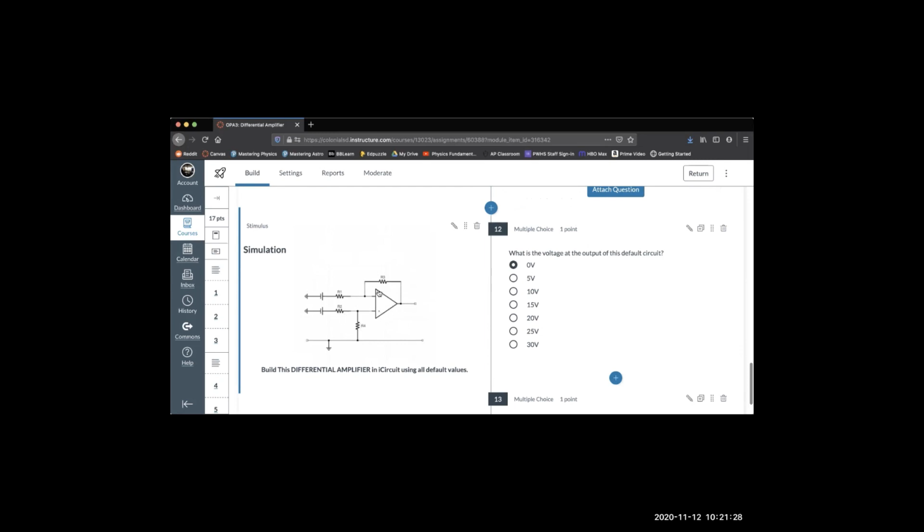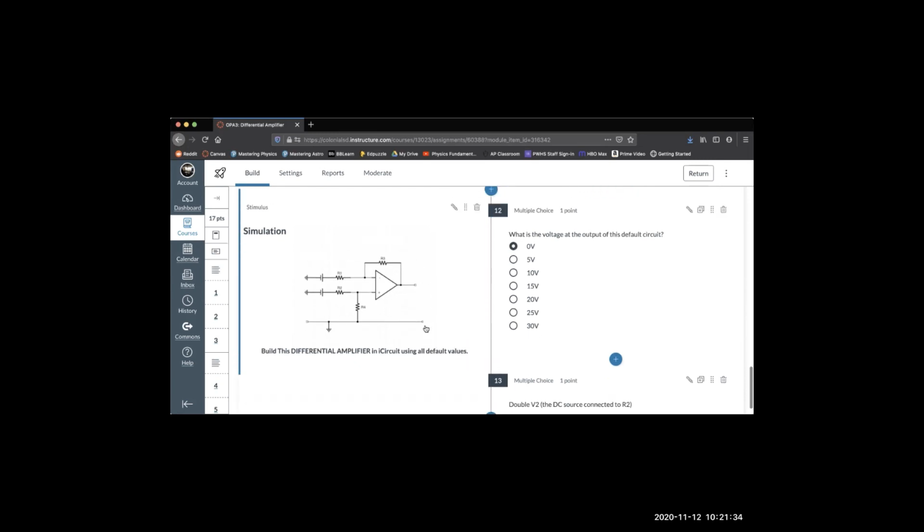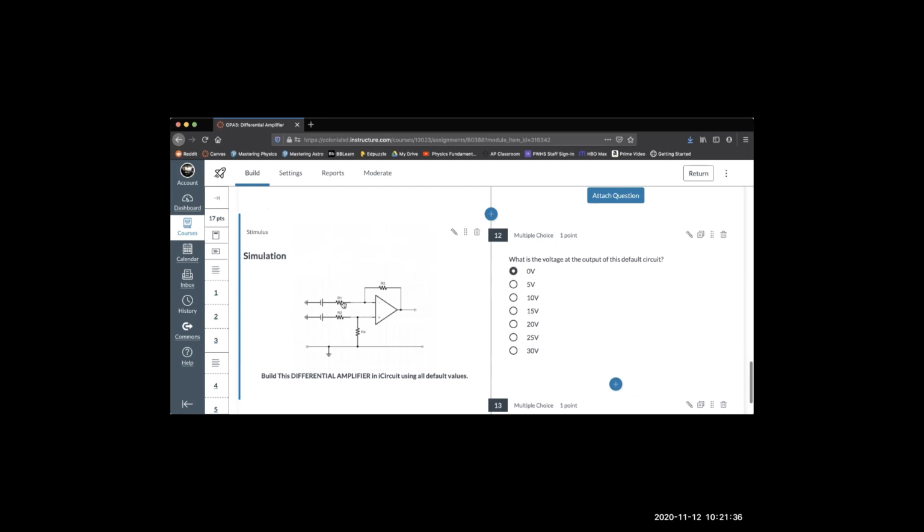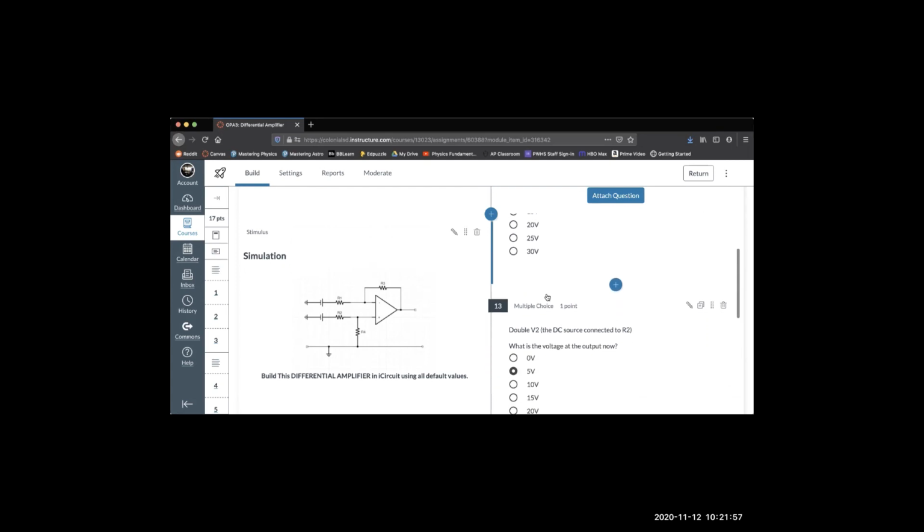R1, R2, R4, and R3. I had a little trouble with the defaults. I wanted all of these resistors to be defaults, which I think is 1K in I circuit. Well, when the resistors are default and 1K in I circuit, the output of this thing is going to be 0 volts. Because the thing is so symmetric, there's no difference between the inputs, and a differential amplifier amplifies the difference. If there's no difference, then there's going to be no output.